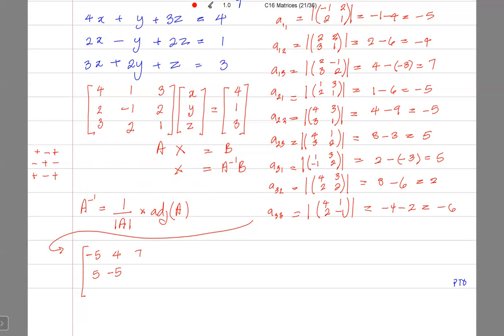Plus minus 5 is minus 5. Minus 5 is minus, positive 5 is minus 5. All right, and the last row now is positive 5 is 5, minus positive 2 is minus 2, and positive minus 6 is minus 6. So it's a matrix of cofactor.